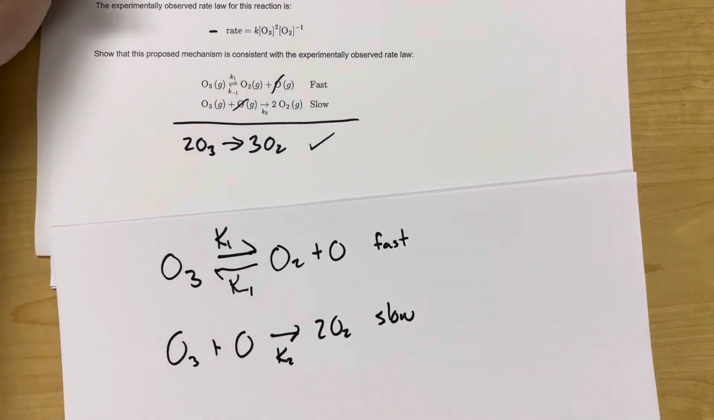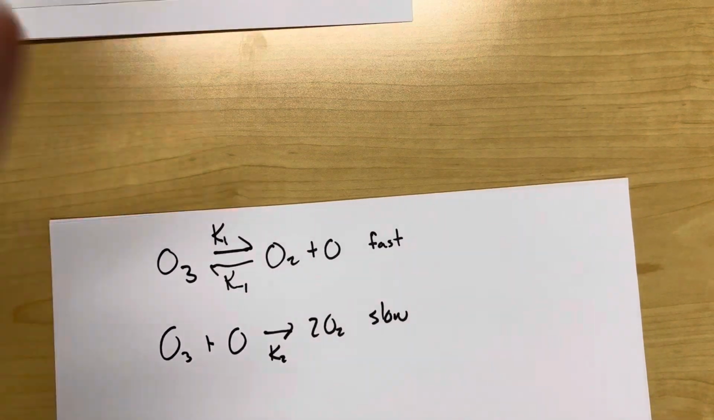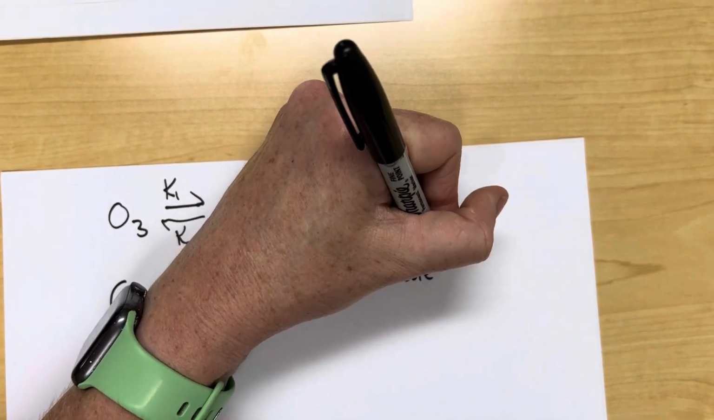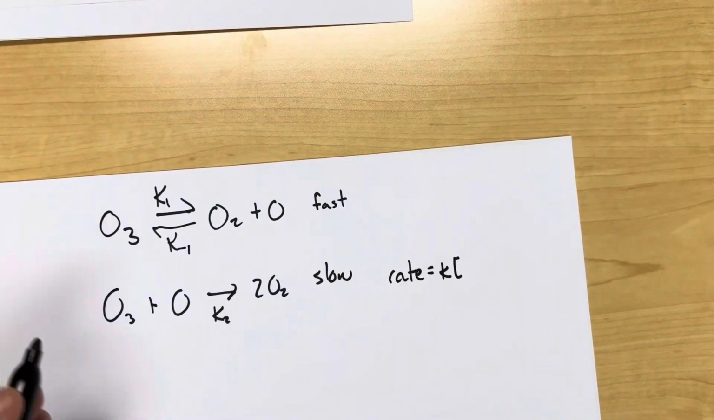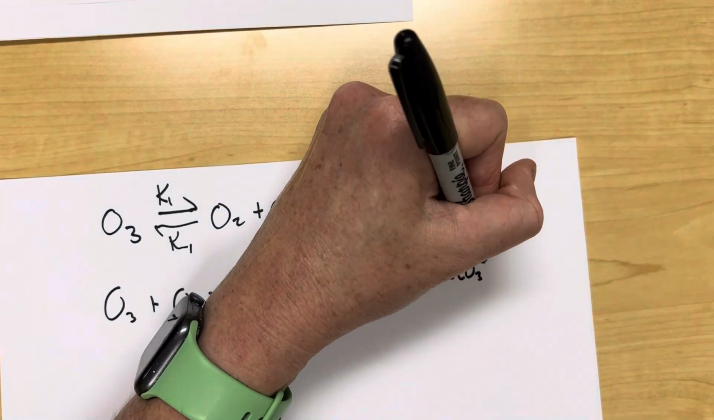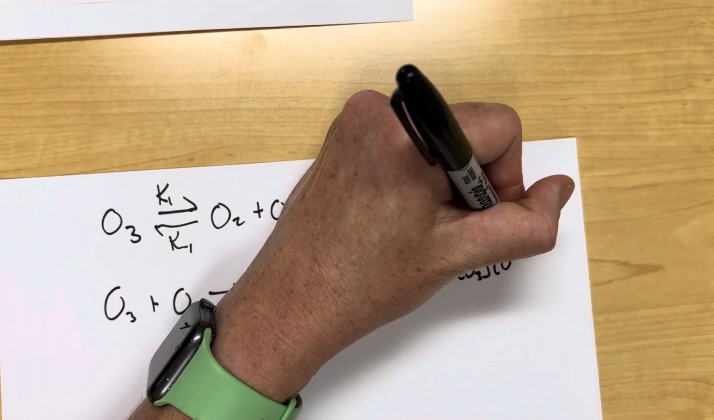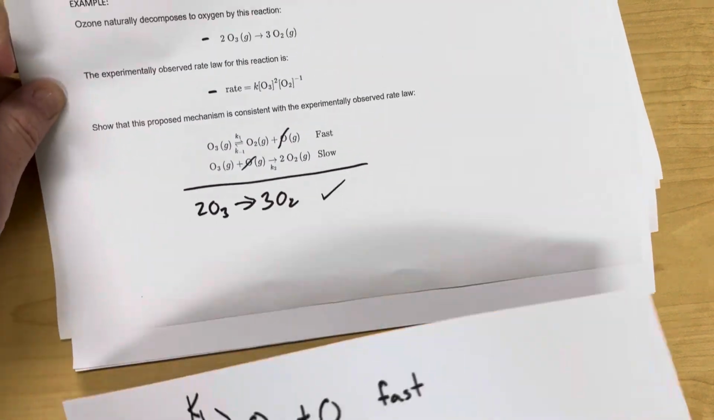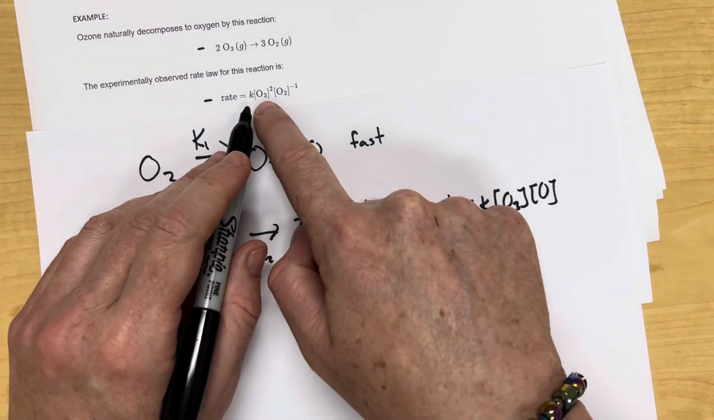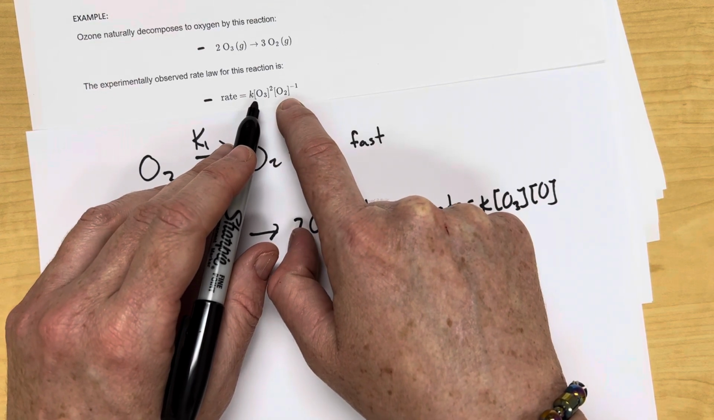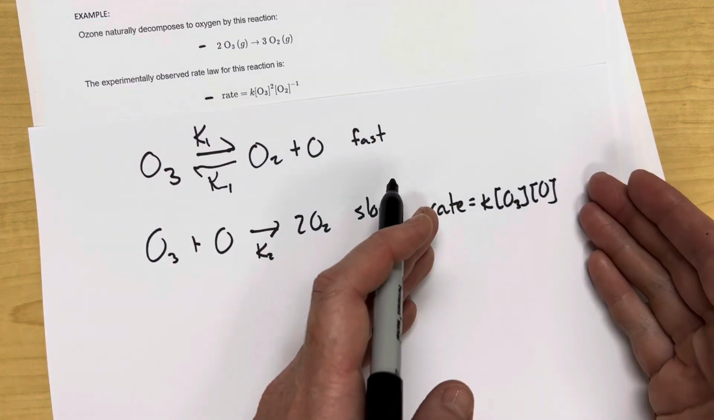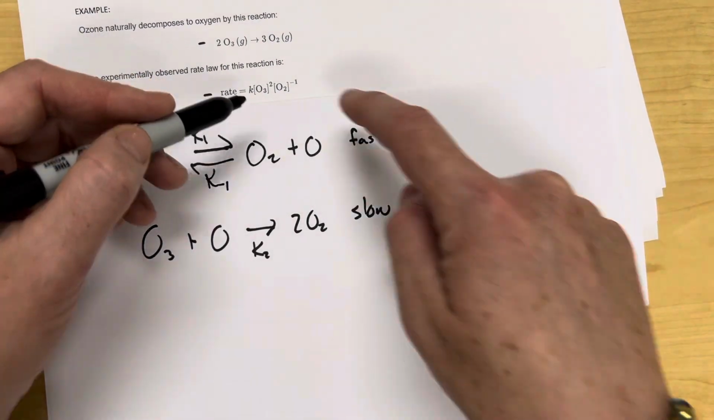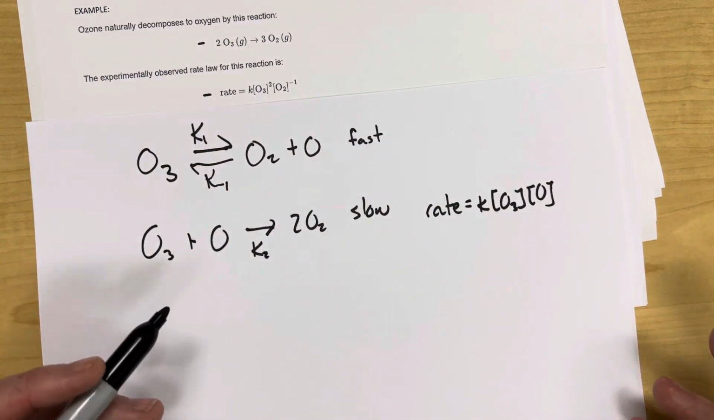All right, if we were to do a rate law for this, we just said rate equals K times O3 times O. And if you remember, the rate law we were trying to prove is this one right here, O3 squared, O2 to the -1, and at first glance, this is not the same. Obviously, this and this are not the same.